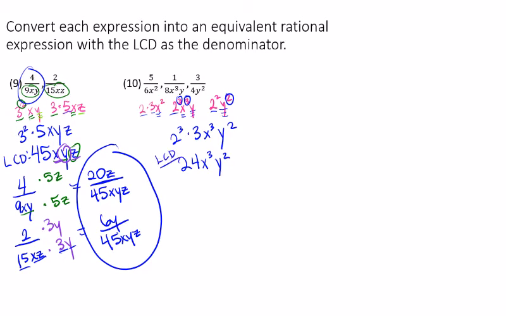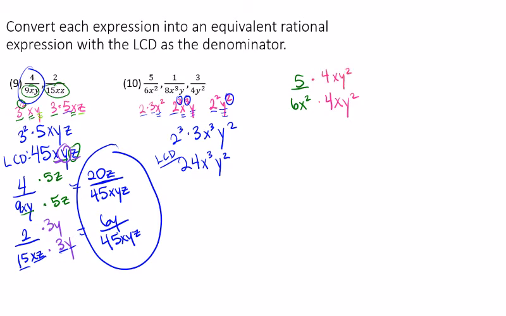Okay, so now we need to make all of these have that same LCD, right? So let's think about it. What can I multiply by 6x squared to make it into 24x cubed y, right? So let's write that down over here. And so what times 6 equals 24? 4, right? So I'm going to multiply this by 4. And I have an x squared, but I need an x cubed, so I need one more x, right? And then I also need a y squared. Okay, and whatever I do to the bottom, I'm going to do the same thing to the top.